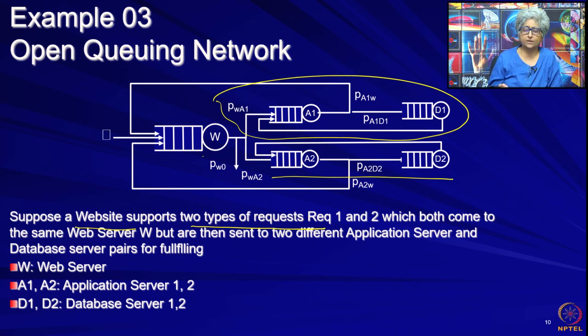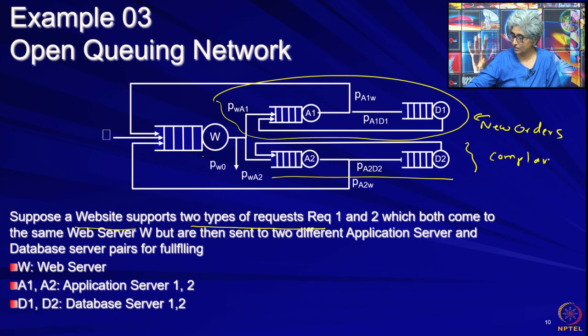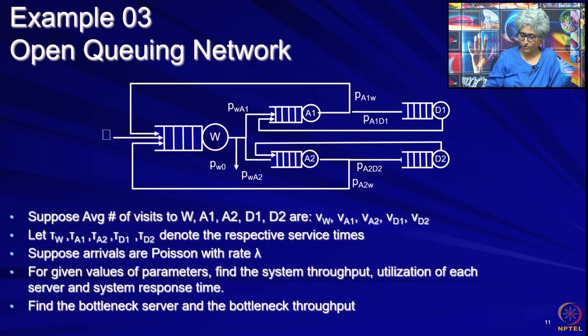For example, in a typical call center complaints kind of website, we could have a completely different system for new orders and a different system for complaints on existing products. Okay? This could be a thing. So W is a web server, A1, A2 are the 2 application servers, and D1, D2 are the 2 database servers. What do we want to do here? We want to analyze the system to find system throughput, utilization of each server, system response time. We want to know what the bottleneck server is, what the bottleneck throughput is. All this we want to do for given parameters.